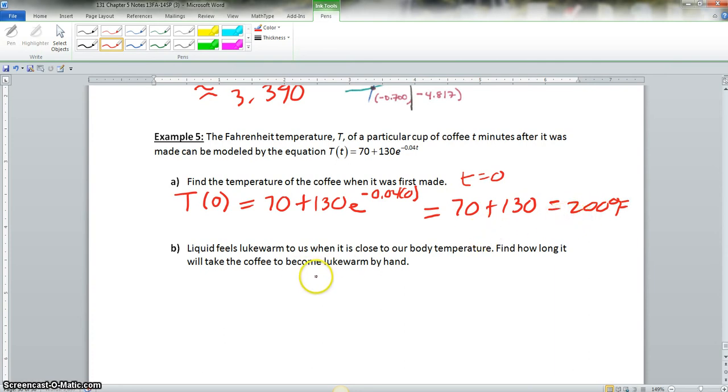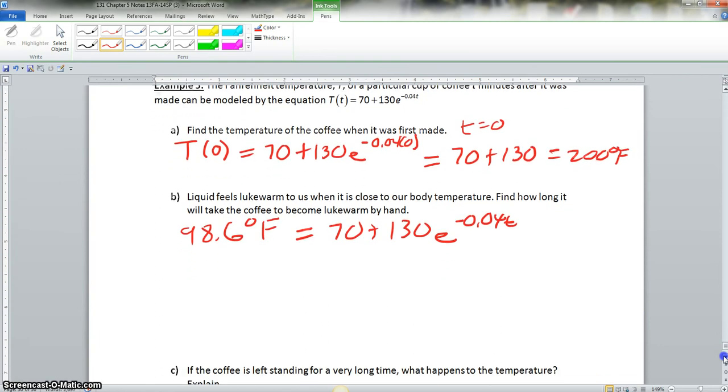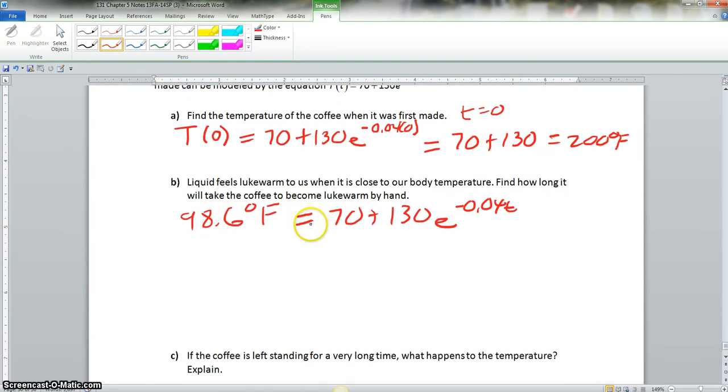Now, we come down here to B. It says, liquid feels lukewarm to us when it is close to our body temperature. Find how long it would take the coffee to become lukewarm by hand. So the average body temperature is 98.6 degrees Fahrenheit. And that's equal to 70 plus 130 e to the negative 0.04t. Now we have to go through and we're going to solve here for t.